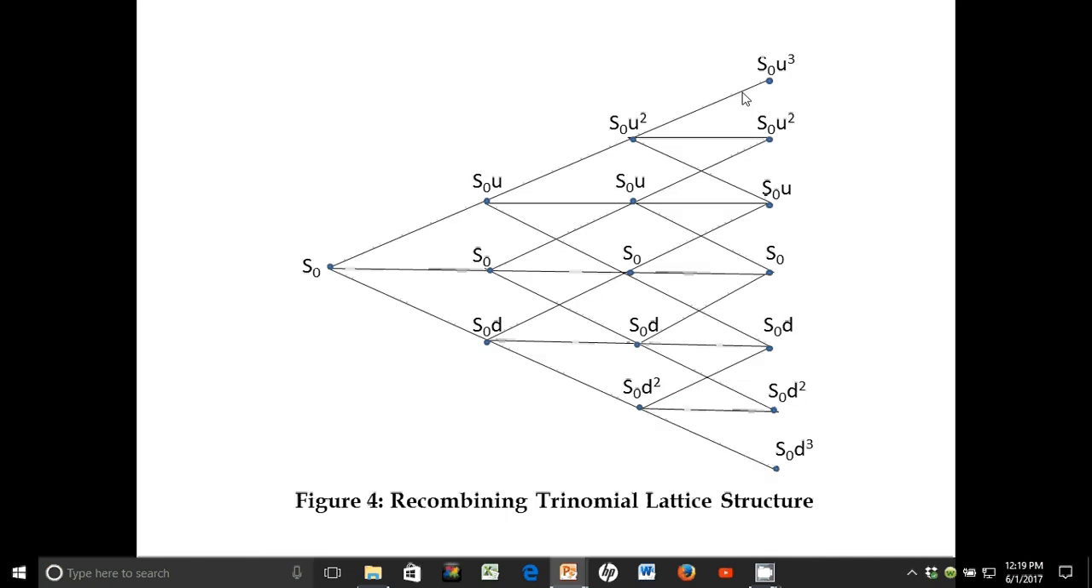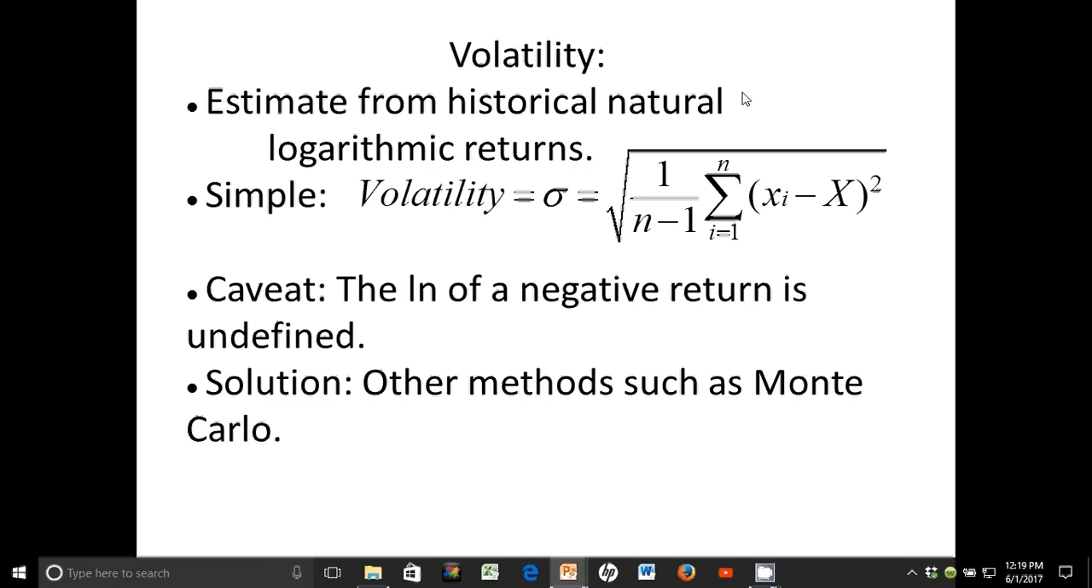This paper also touches on other types of lattices that may fit the project structure, but this paper does not go into such a study and simply illustrates a basic recombining trinomial lattice structure. Finally, the volatility of the project may be based on historical natural logarithmic returns of a similar project, for example. The volatility should be the same throughout the project, even as other factors, such as the discount factor and cash flows, are subject to change. However, the exception would be when the entire project parameters change, which would require a new estimate of volatility. The weakness of this simple formula and the remedy are shown here.